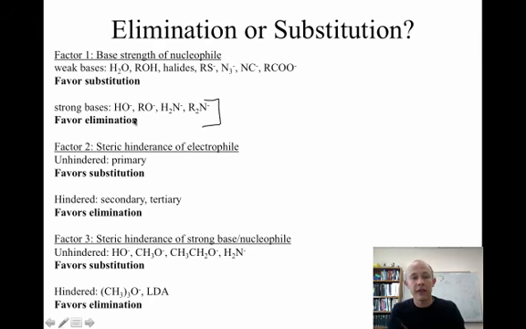Then you go to the second factor. You look at the hindrance of your substrate. So if your substrate is primary, that's going to favor substitution, because this carbon is not very hindered. But as you get to secondary or tertiary substrates, that's going to favor elimination, because now it's much more difficult for the nucleophile to get into this carbon. It's easier to just pluck off a hydrogen on the outside and do elimination chemistry.